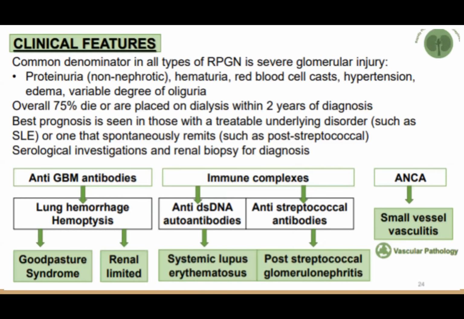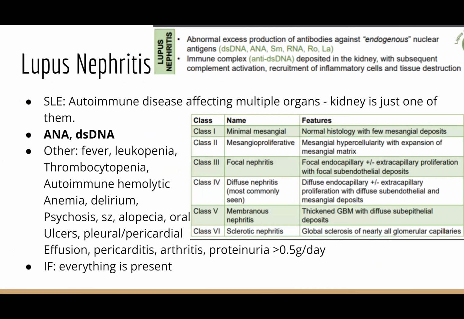Clinical features, I put this in here really for completion's sake. You can look over that. Okay, lupus nephritis. You've heard about lupus, an autoimmune disease affecting multiple organs. The kidney is just one of those organs. There are so many things that can present from this disease, but we're just talking about the kidneys right now.